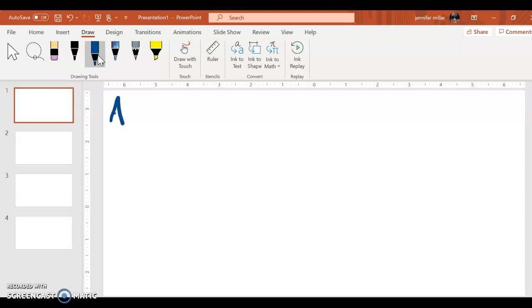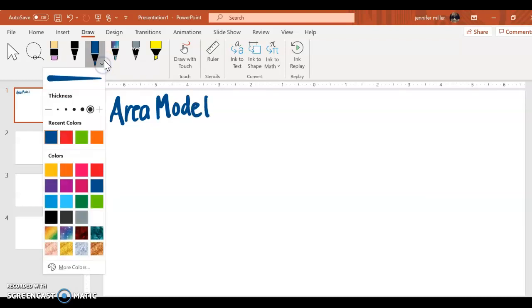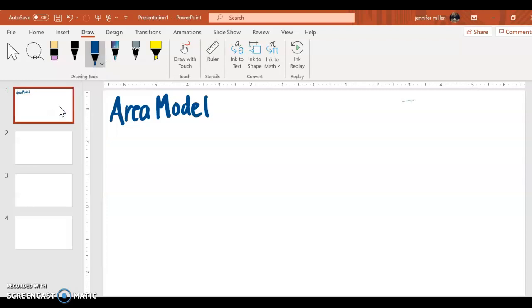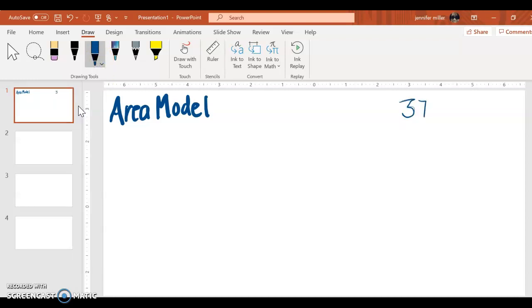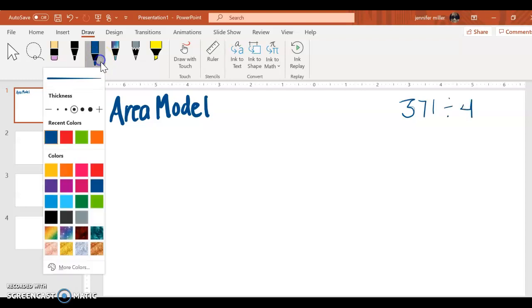So the first one we're looking at is that area model. And this one you should be very familiar with at this point. This is not the first video that you have seen. So we are going to do the problem, let's get that a little bit darker. We're going to do 371 divided by 4 in every single one of these.